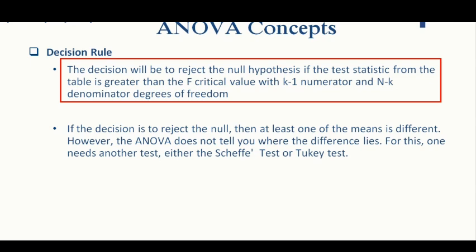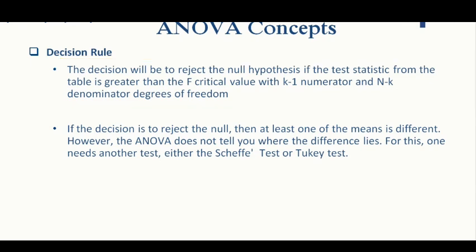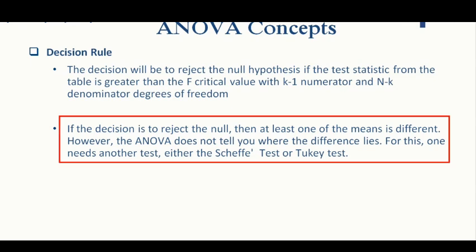So when you are comparing with the critical value of the test statistic, you reject whenever your observed value is greater than the critical value. Otherwise, you accept the null hypothesis. If the decision is to reject the null, suppose we reject the null hypothesis, what was the null hypothesis? That all the treatments are homogeneous, or all the treatments are behaving alike.